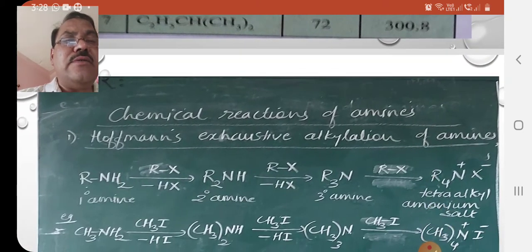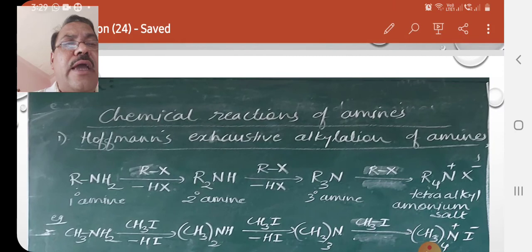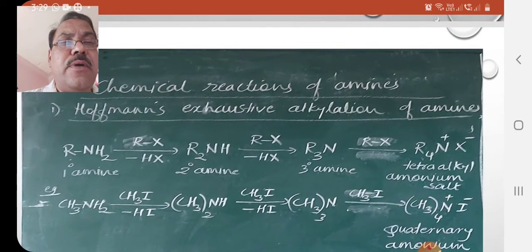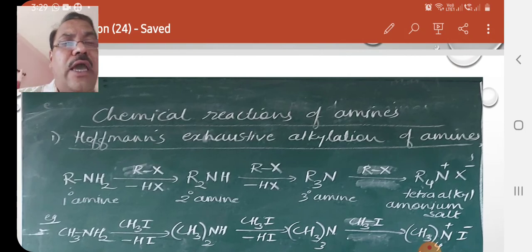So these are the four important physical properties of amines. Now let us study the chemical reactions of amines. The first reaction is Hofmann's exhaustive alkylation of amine, also called Hofmann's exhaustive methylation of amine.